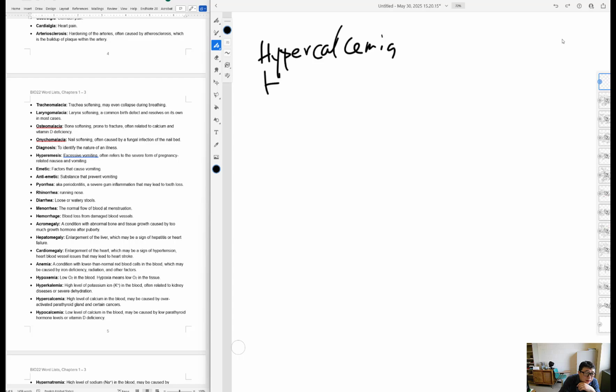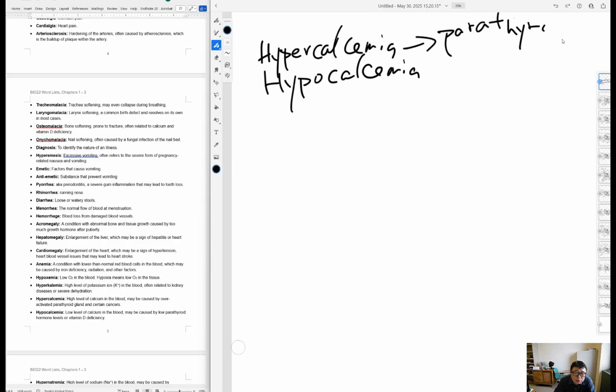Hypercalcemia and hypocalcemia. So hypercalcemia, I think it's relatively rare. It's caused by, again, the same hormone, parathyroid hormone. Parathyroid hormone is produced by the parathyroid gland. If something goes wrong with the parathyroid gland, for example, developing a tumor or cancer, it produces too much parathyroid hormone to get rid of the calcium from the bone into the blood.